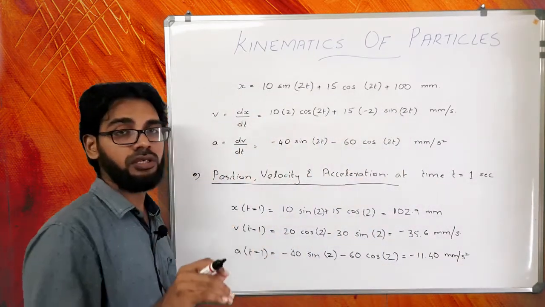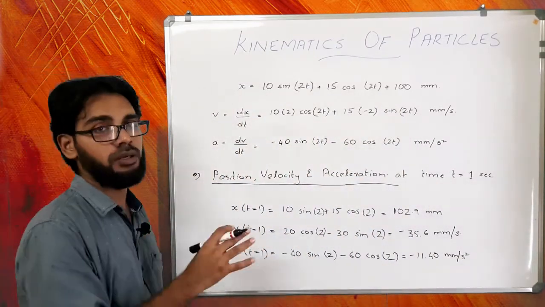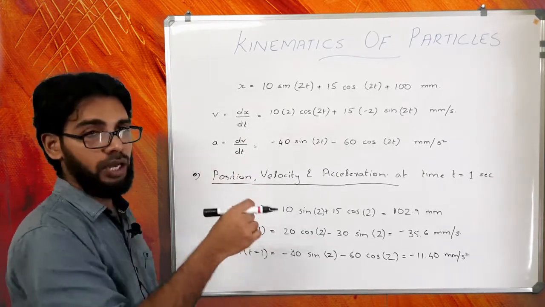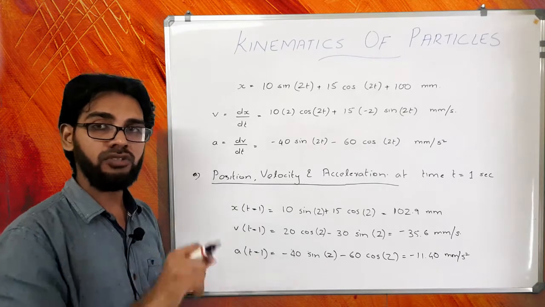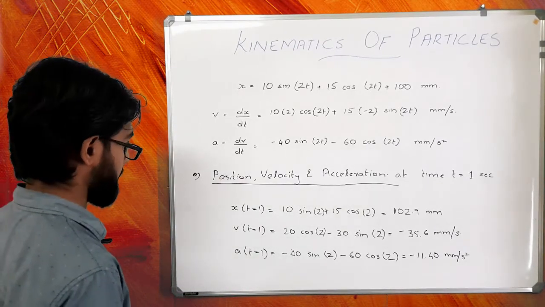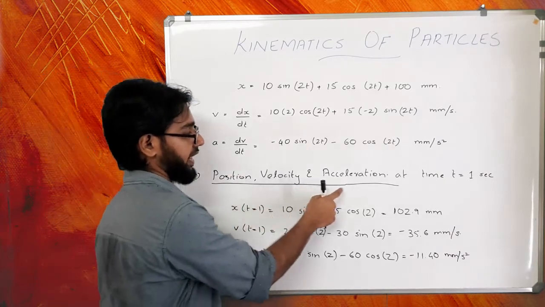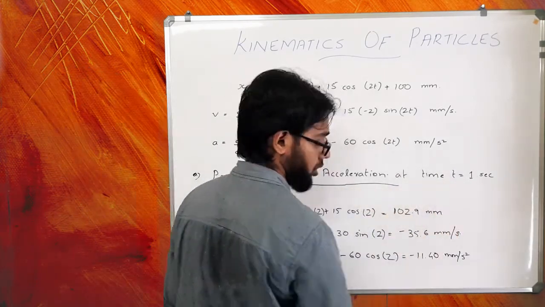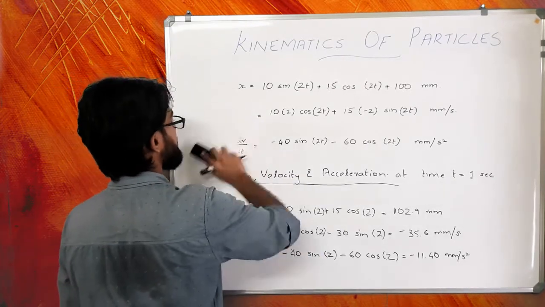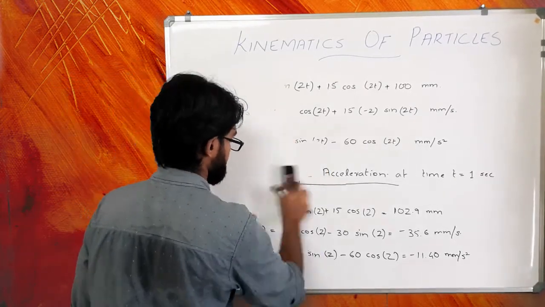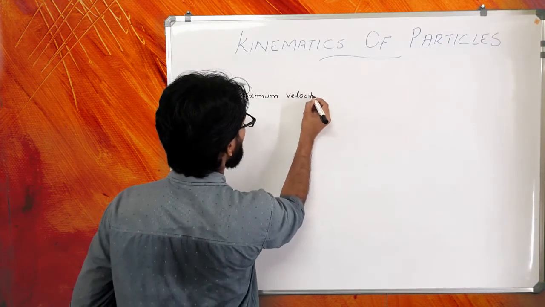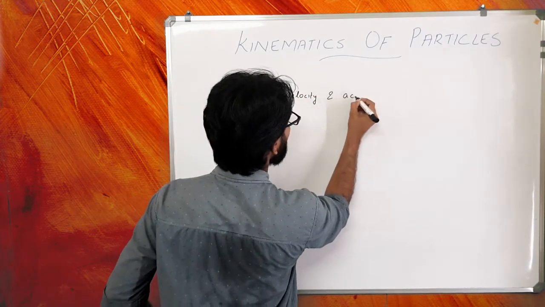I would request all the viewers to solve this problem. Instead of just looking at this problem and learning it, try to have a piece of paper in your hand and solve the problem. So this becomes the first part: position, velocity and acceleration at time t equals 1 second. Now the second part of the question: maximum velocity and acceleration.